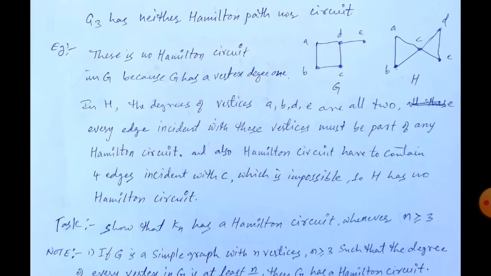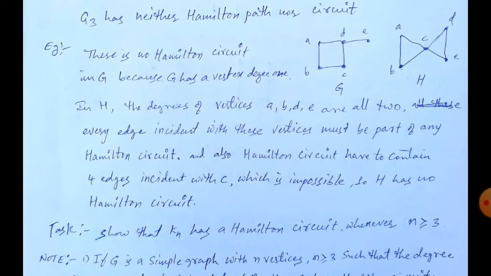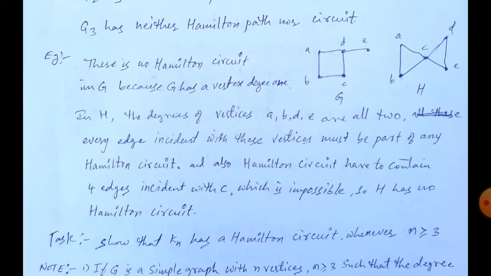Now see another example, G and H are given. There is no Hamiltonian circuit in G, because G has a vertex of degree 1. Okay, see how we can calculate whether the graph has a Hamiltonian circuit or not. You can check easily. If there is any vertex having degree 1, then that graph cannot have a Hamiltonian circuit, we can say directly.